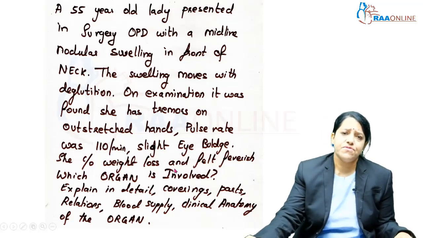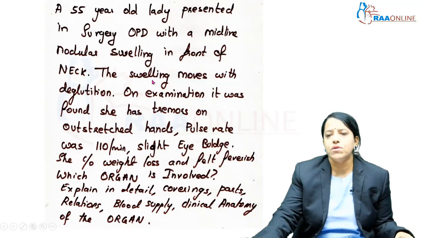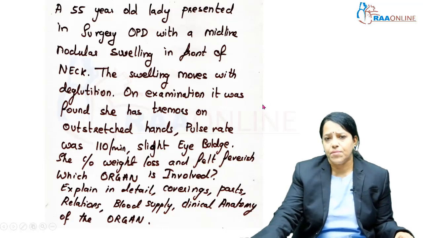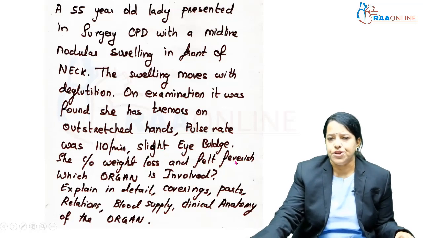So we have a 55-year-old lady who was presenting in the surgery OPD with a midline nodular swelling in front of the neck. The swelling was moving with deglutition. On examination, it was found that she has tremors on the outstretched hands. Her pulse rate was 110 per minute. She had slight eye bulge. She complained of weight loss in the last few months and felt feverish.